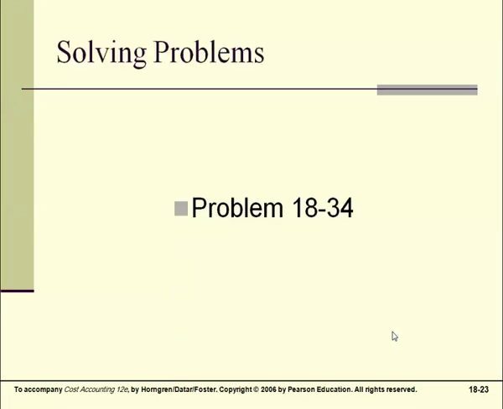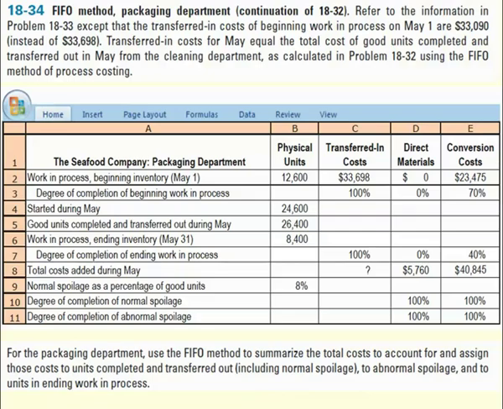Now let's solve the final problem in this section. FIFO method, but in the second department, in the packaging department. Refer to information in problem 1833, except that transferred in costs of beginning work in process on May 1 are 33,090 instead of 33,698. This number.